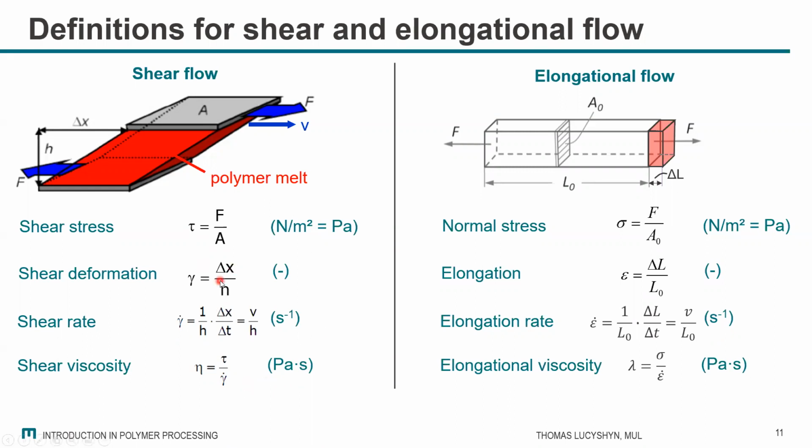We're mainly focusing now on shear flow because that's the predominant flow in most of the processing methods. And once again, the viscosity is a measure of the flow resistance. If the viscosity is high, then there's a higher resistance against flow. And if the viscosity is low, then it's a low resistance.